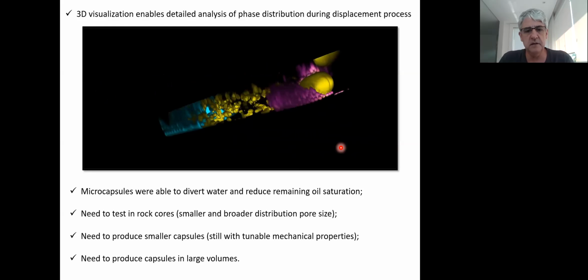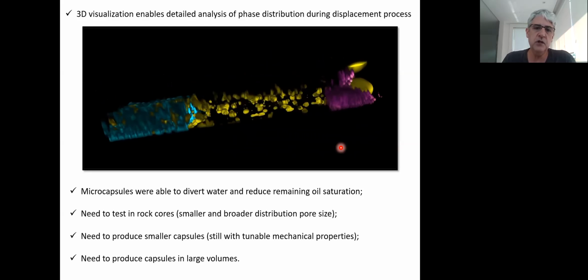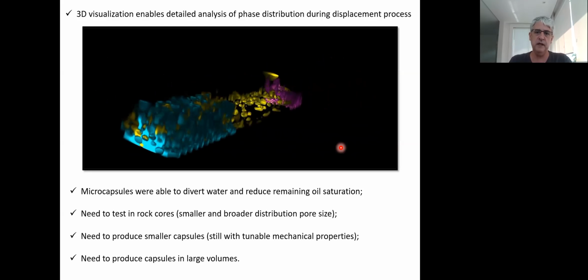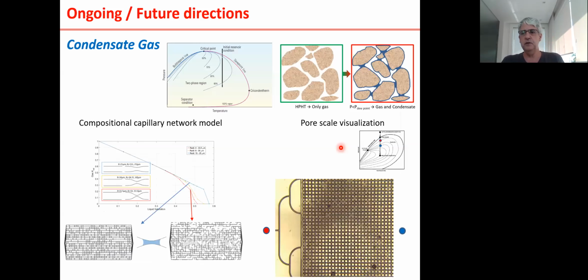So there are a lot of challenges to be fulfilled. We need to test that in real rocks where the pore sizes are much smaller. So we need to make smaller capsules, and also in large volumes. We are also using the same techniques with other problems. One is the PhD thesis of Paula Hayes. We are working on studying and understanding condensate gas flow.